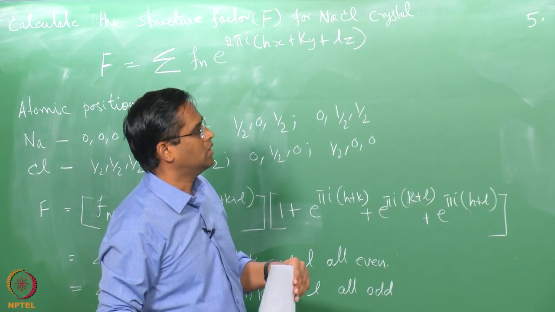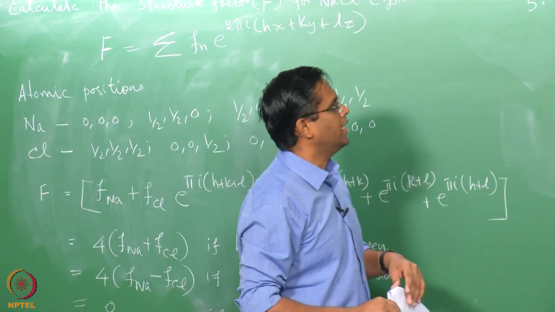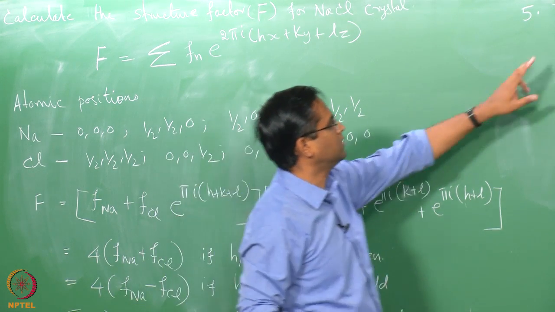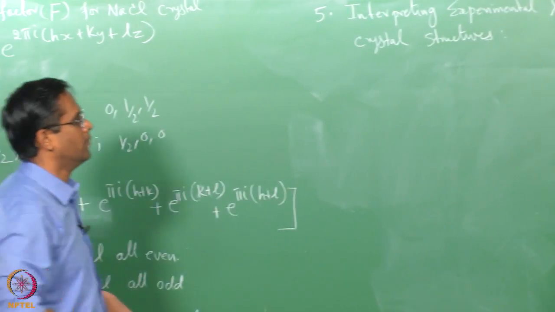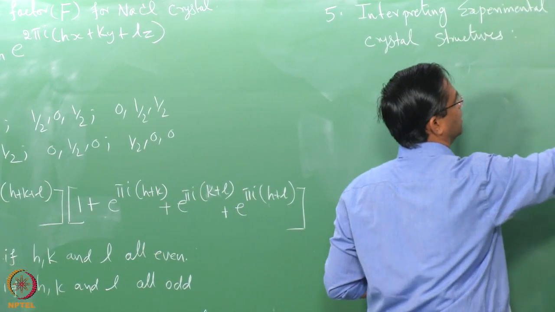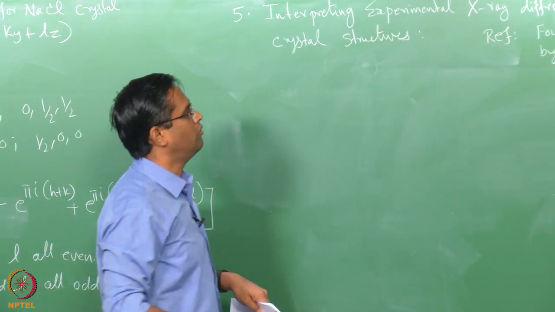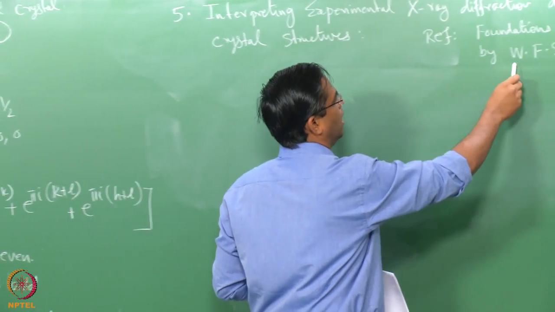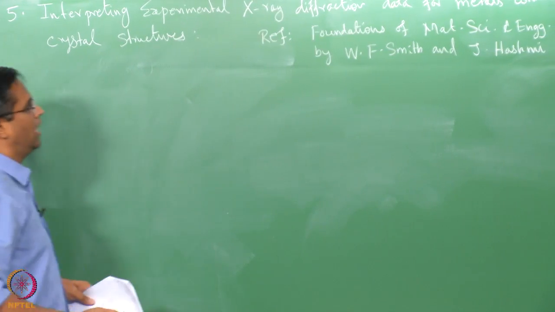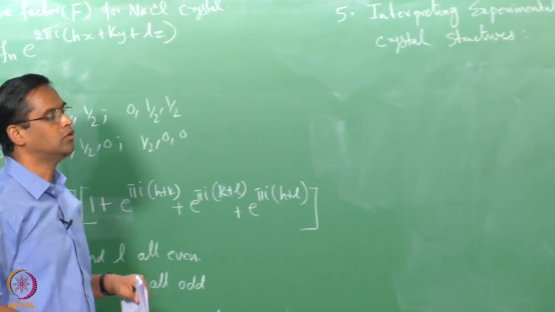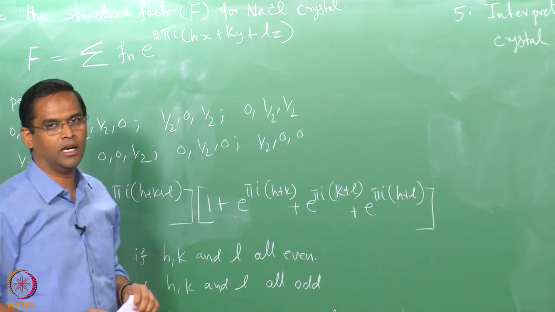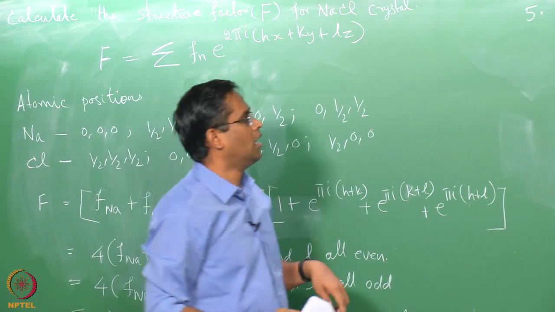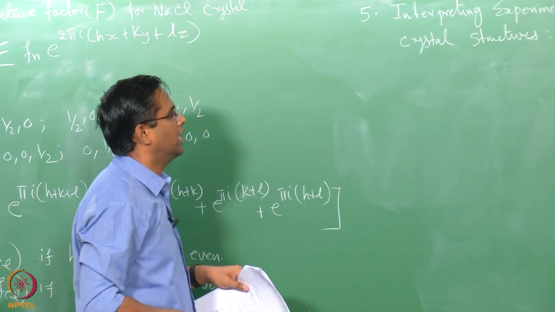So, what we are going to do now, look at some of the ideas of interpreting experimental X-ray diffraction data for metals with cubic crystal structures. The reference for this exercise is from Foundations of Material Science and Engineering by W. F. Smith and J. Hashmi. So, we look at some of the parameters or calculation procedures on interpreting this X-ray data.